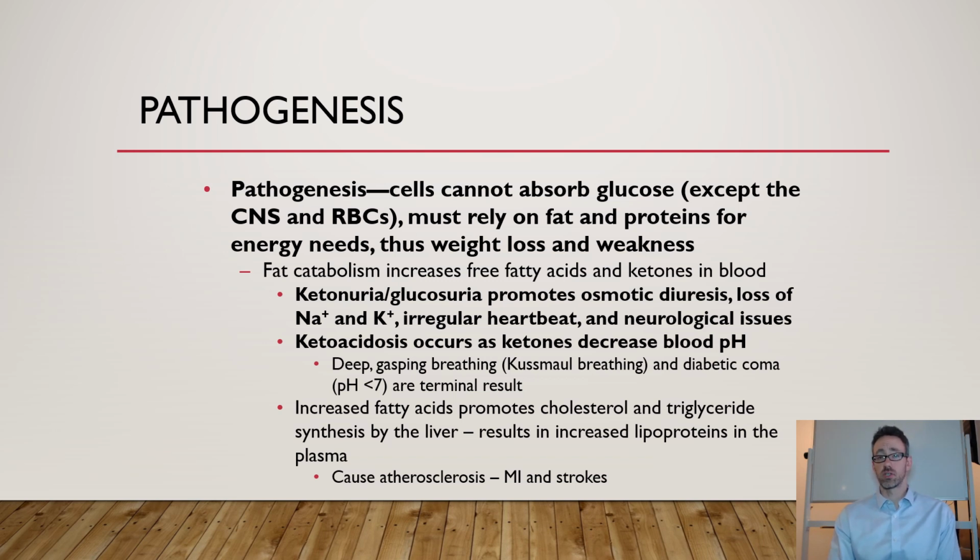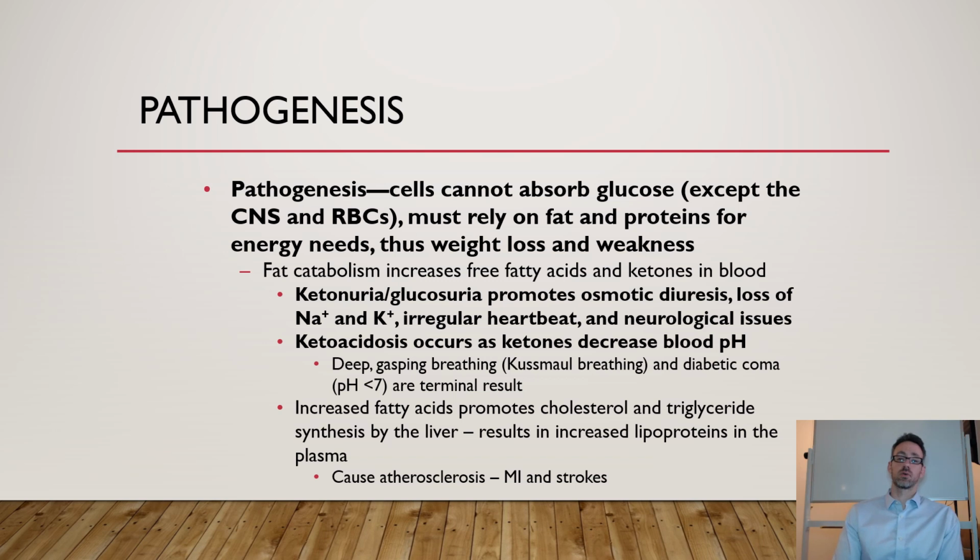This doesn't affect the central nervous system or the red blood cells per se, because they don't require the insulin. But most of the other tissues will start to rely on fat and protein for energy needs. And this is where you might start to see things like weight loss in the diabetic and weakness, because the proteins are being broken down. Remember, the body doesn't realize that the glucose levels are high. It just assumes they're low because it's not getting any glucose. And so it'll break down protein and try to utilize the amino acids for gluconeogenesis, which can actually exacerbate the problem and increase glucose levels even further.